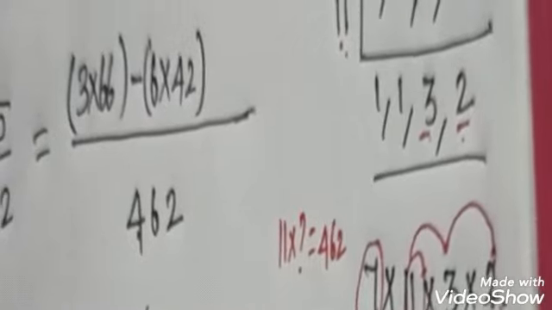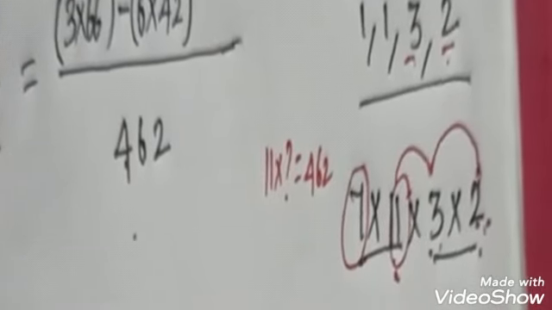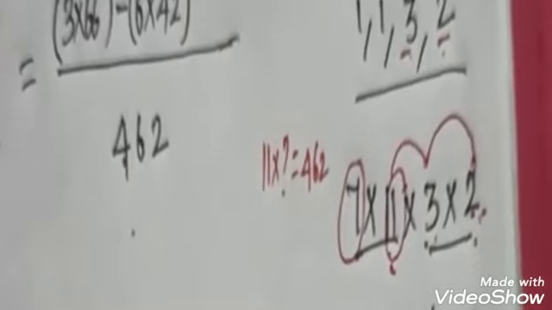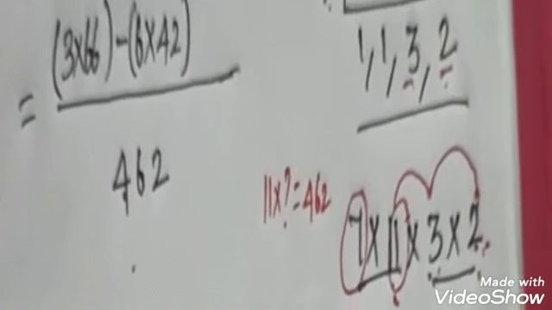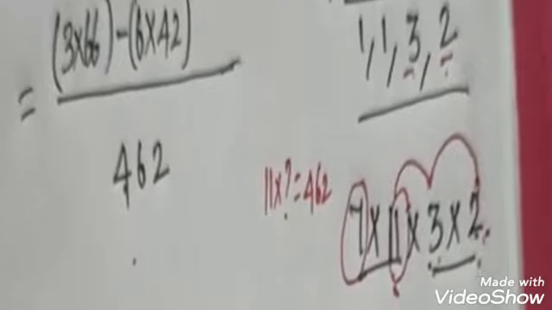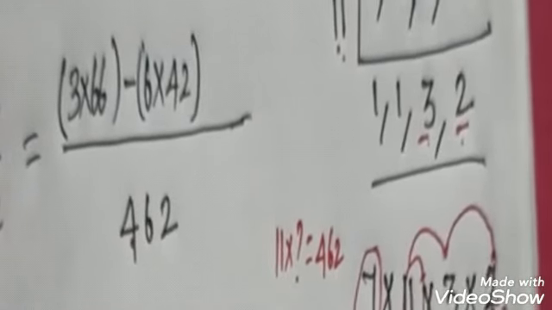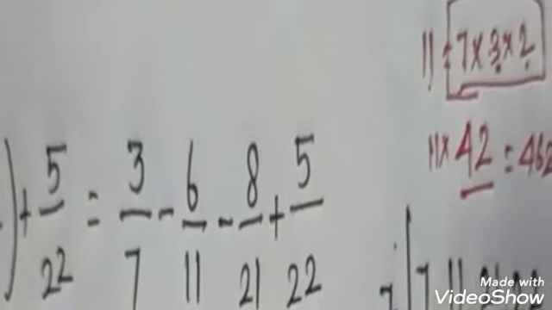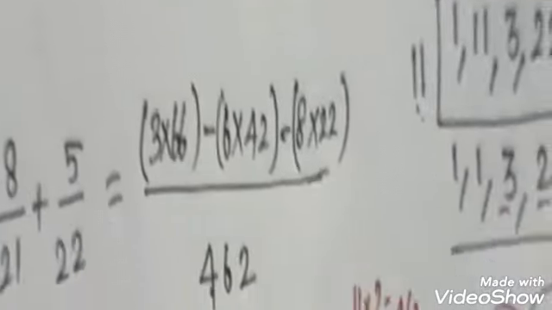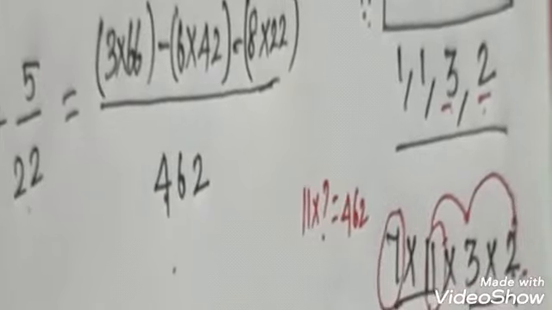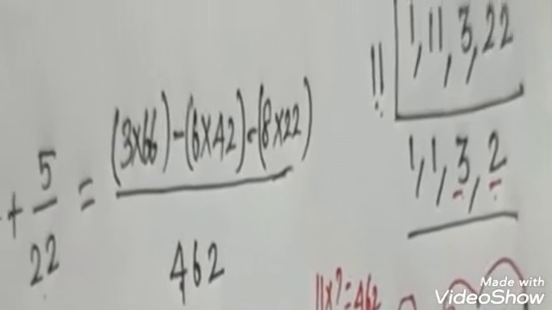1 21 is 21, 2 21s are 42. Remaining 4, and then we take this 2. So 2 21s are 42. So here 21 into 22 you get 462. So 21 can be multiplied with 22, as well as this minus 8 term can be multiplied with 22. You know that 22 is always multiplied with the 21. So 5 can be multiplied with 21, plus 5 into 21.